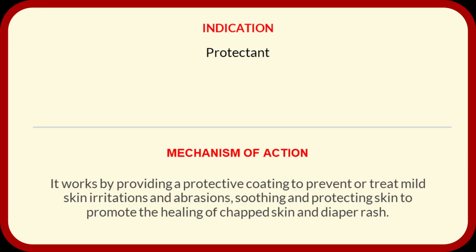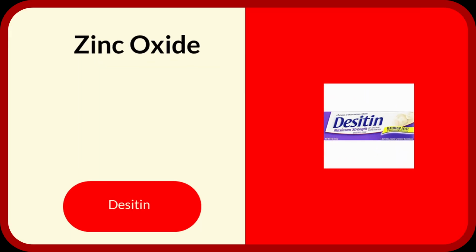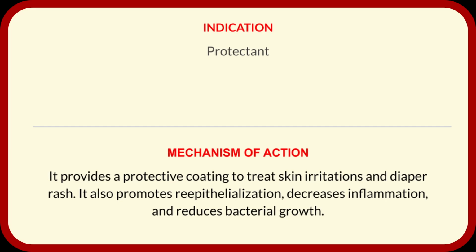a protectant. It works by providing a protective coating to prevent or treat mild skin irritations and abrasions, soothing and protecting skin to promote the healing of chapped skin and diaper rash. Zinc oxide, with the brand name Desitin, is also used as a protectant. It provides a protective coating to treat skin irritations and diaper rash. It also promotes reepithelialization, decreases inflammation, and reduces bacterial growth.